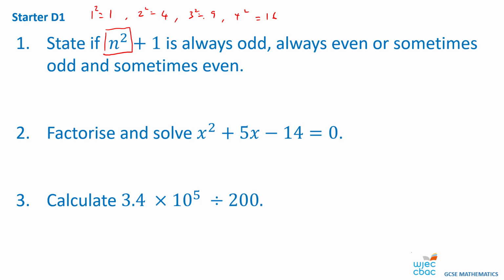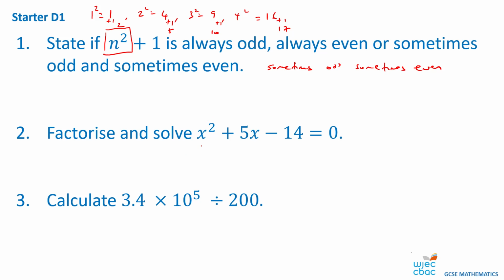So we've got odd and even terms. When we add 1 to them, plus 1 we get 2, plus 1 we get 5, plus 1 we get 10, and plus 1 we get 17. So we're going to have sometimes odd, sometimes even. So we've got 4 examples there. You always want to make sure you have a minimum of 3.